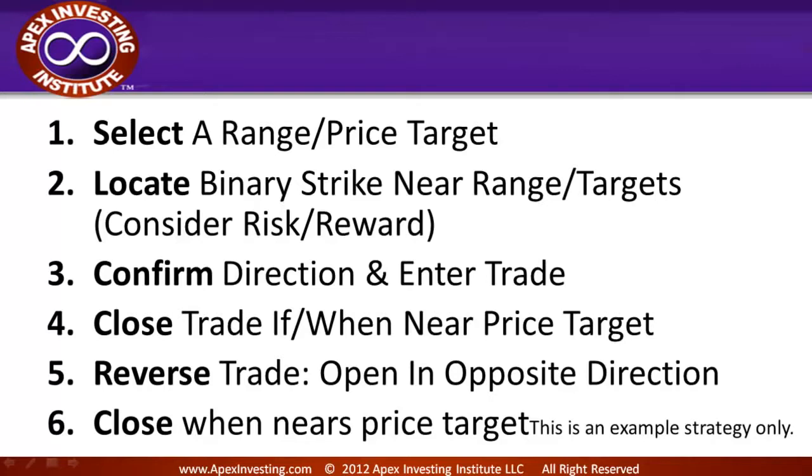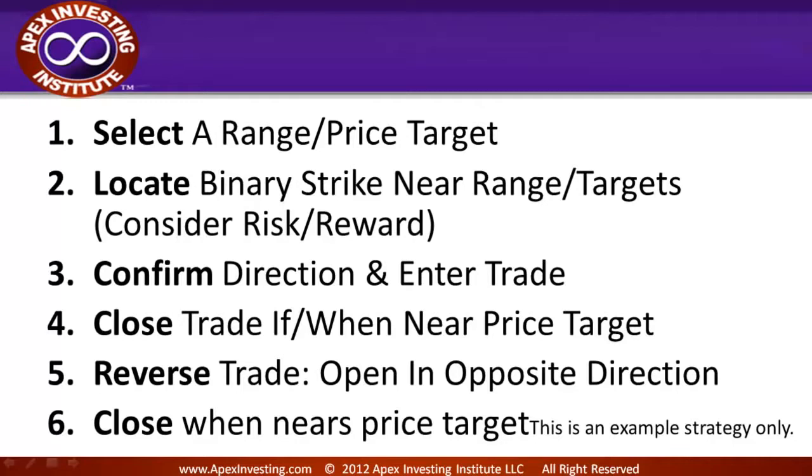You could look at support and resistance, trend lines, or deviation levels. Then locate a strike near the range or the target, and consider your risk and your reward on the trade. Once you've considered that and figured out the strike you want, then you confirm the direction. Looks like the market is moving up towards my swing high, and so then I enter the trade. When it gets near my price target level, I exit the trade.